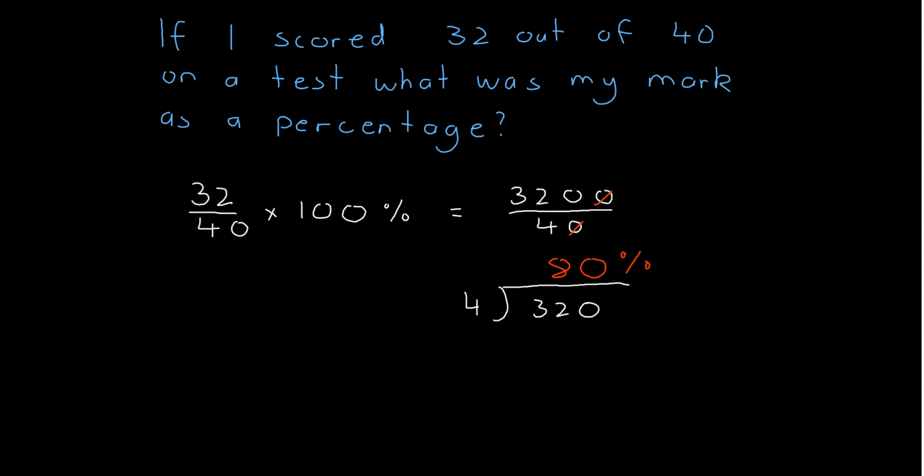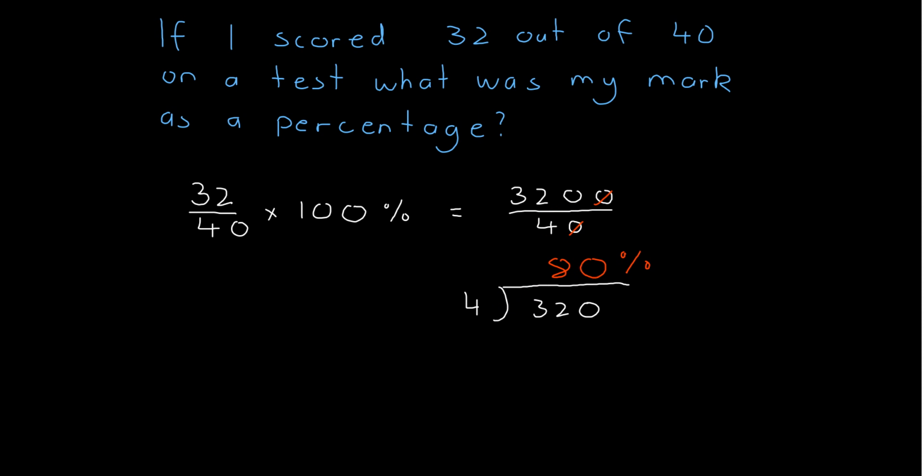So what I do is I first write it as a fraction, 32 over 40, and I times it by 100%, and that's of course 3,200 over 40. I just cancelled a zero before doing my division to make it a bit easier, and then I've got 320 over 4, divide that, and it's 80%.